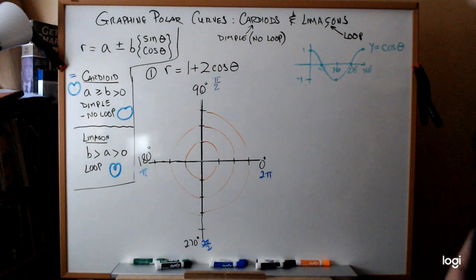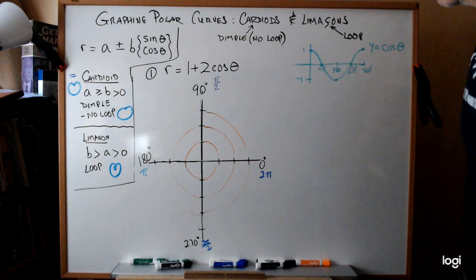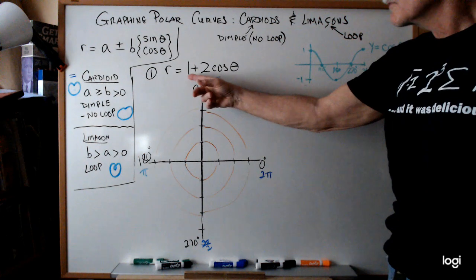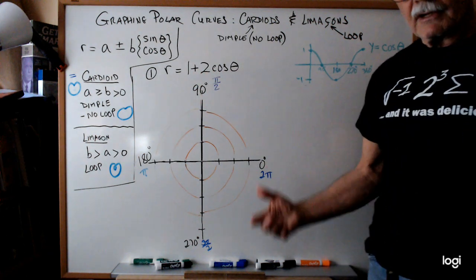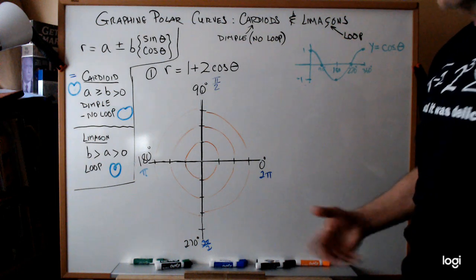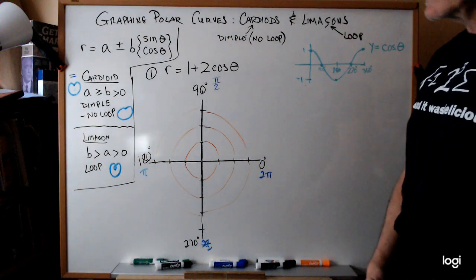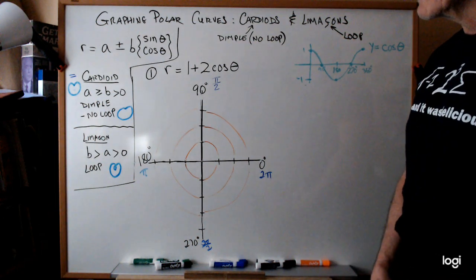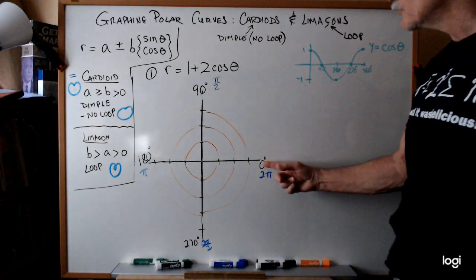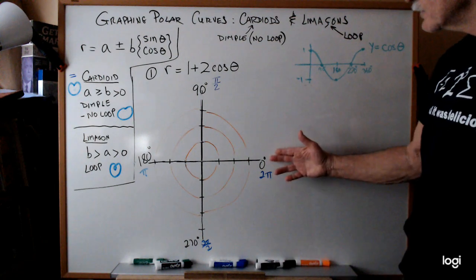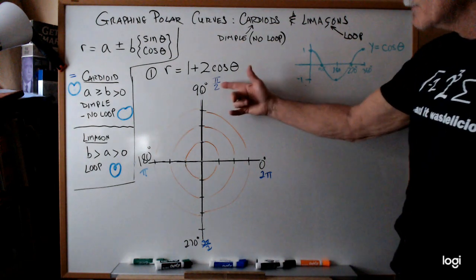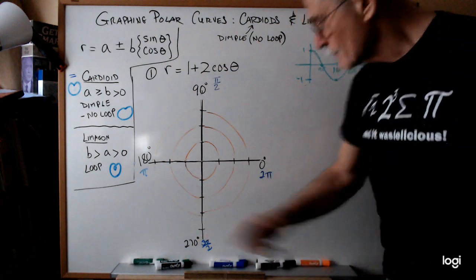What I've chosen to do here, as the first one, is r equals 1 plus 2 cosine theta. And even though I'm doing it in degrees, you should be able to understand that you can make a change into radians. All right, so we go 0 degrees, 90, 180, 270, which is 0 or 2 pi radians, pi over 2 radians, pi radians, 3 pi over 2.